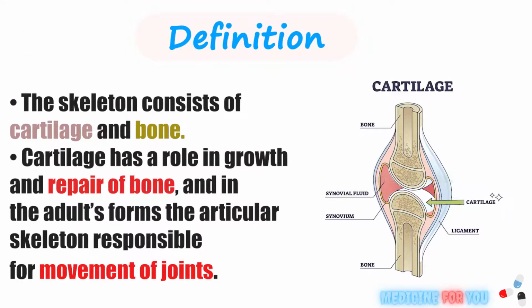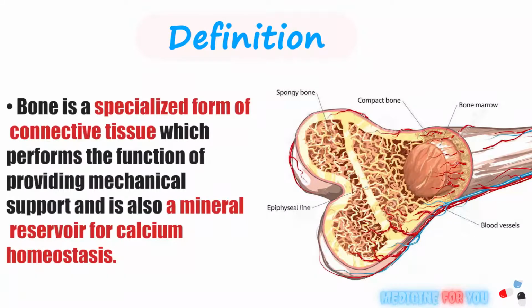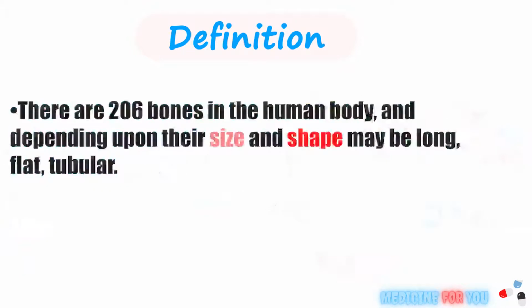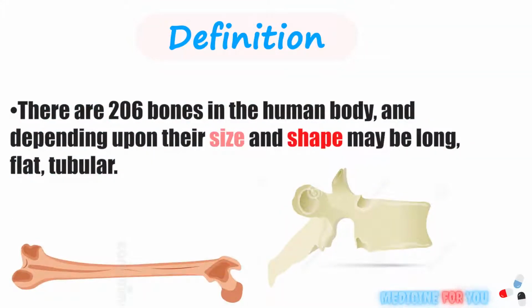Cartilage has a role in growth and repair of bone, and in adults forms the articular skeleton responsible for movement of joints. Bone is a specialized form of connective tissue which performs the function of providing mechanical support and is also a mineral reservoir for calcium homeostasis. There are 206 bones in the human body, and depending upon their size and shape may be long, flat, tubular.